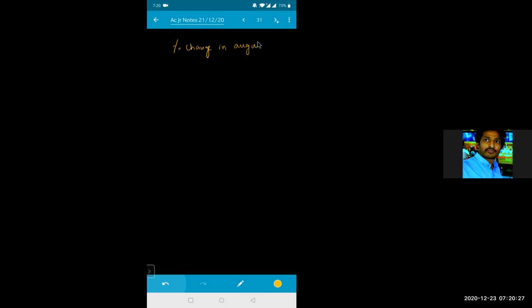Percentage change in your angular momentum. That will be equal to how much, beta? Omega final minus omega initial, divided by omega initial, into 100. I told you every time: final value minus initial value, divided by initial value, into 100 will give me the percentage change.